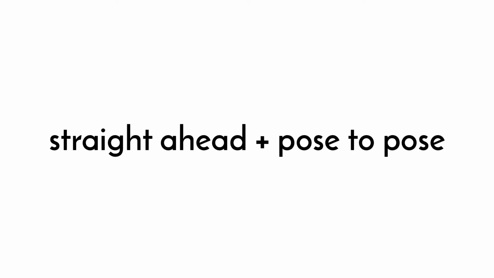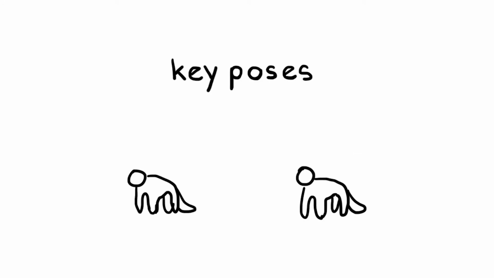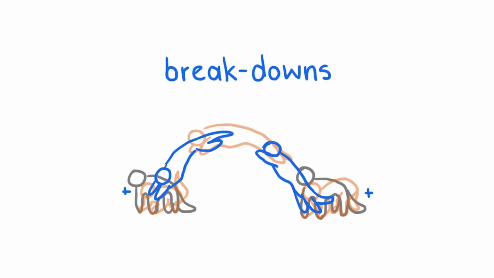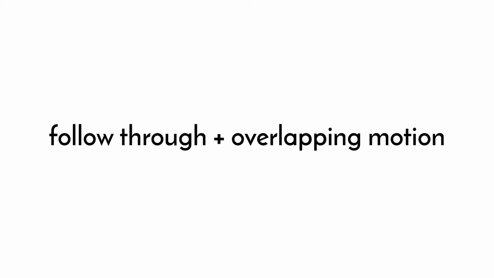Pose-to-pose animation is a process of animating from key pose to key pose. Blank frames between the key poses are called in-betweens, and they are divided into secondary poses, or extremes, and breakdowns, extreme in-betweens. Follow-through and overlapping motion.